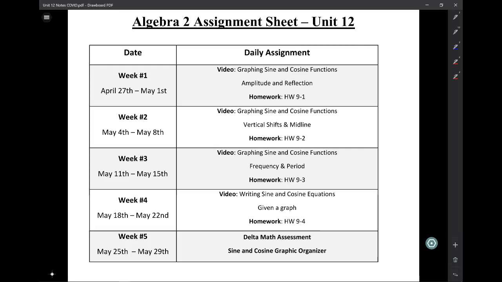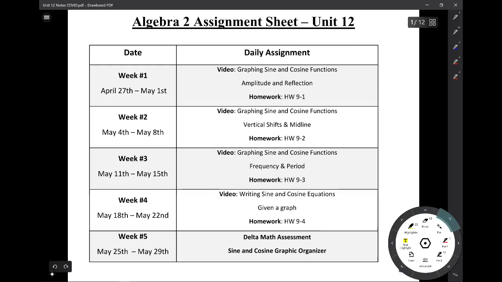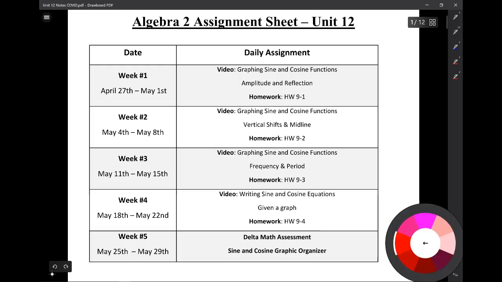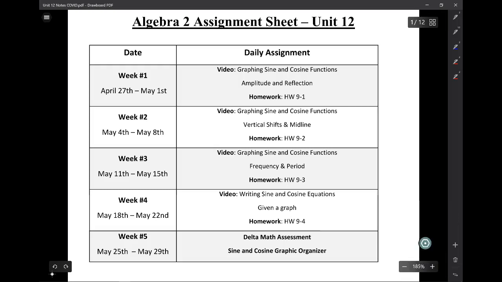As you can see here, this is our plan for the next 5 weeks. Eventually, we are going to add in there vertical shifts and midline. We will be doing frequency and period changes. And then we will end with going the opposite direction where I give you a graph and you have to tell me the equation.